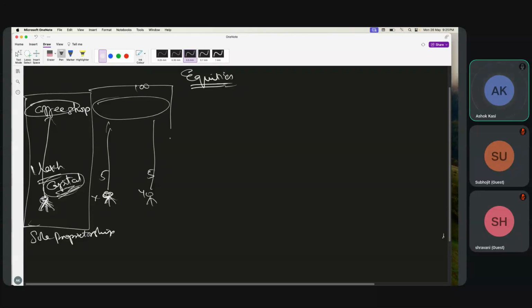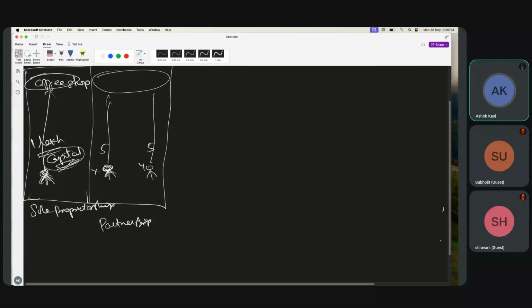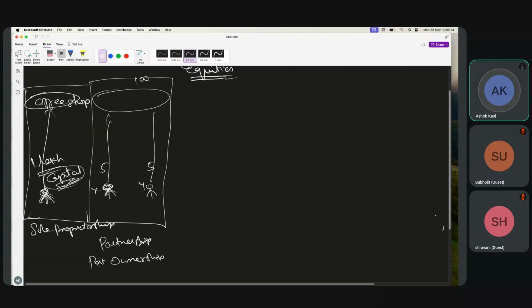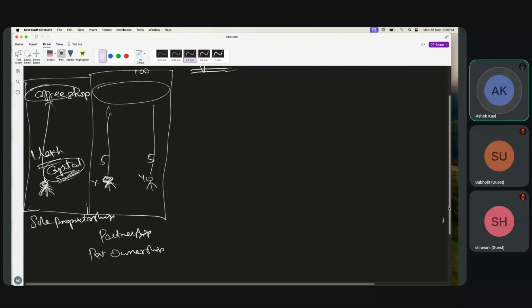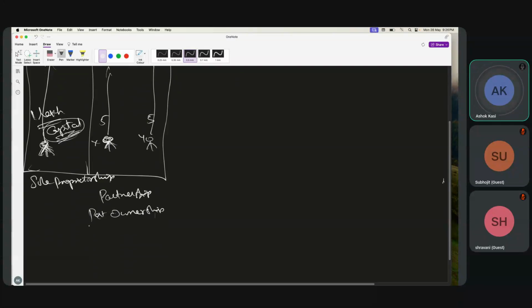Okay, now what type of business is this? This is partnership firm, correct? Partners are coming and they are starting a business. Now partnership, you can break down this word as part ownership. Now what do you mean by part ownership over here? They are partly owning this business. When I say partly owning this business, they are partly owning the shares of this business.